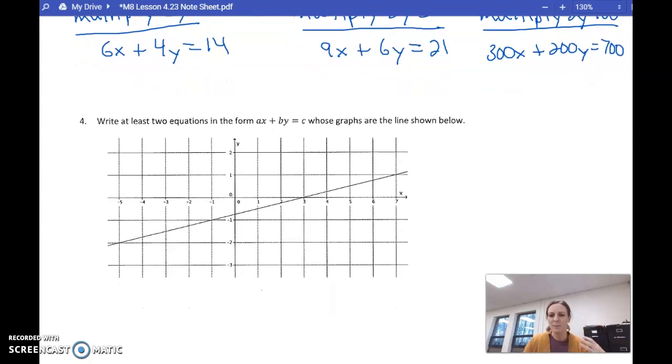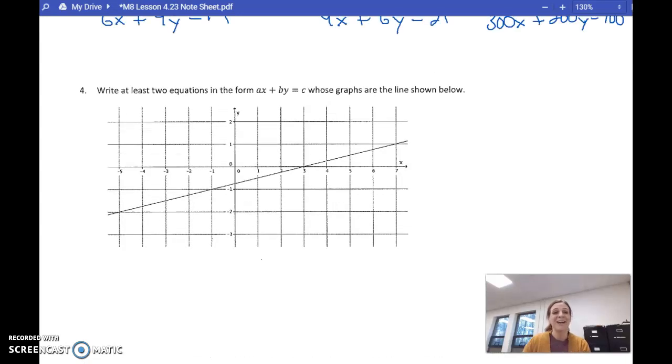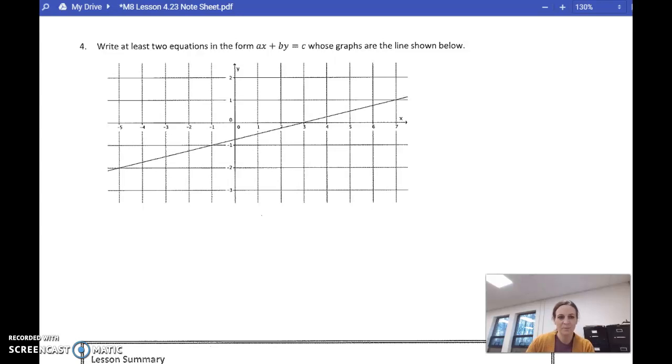Okay? So it's kind of, like I said, this is the last lesson on topic B. Let's wrap this all up and put it all together with this problem here. Write at least 2 equations in the form ax plus by equals c, standard form, whose graph is the line shown. So now we're going to pull what we've done in the past. This line right here, okay? We need to write an equation representing that line.